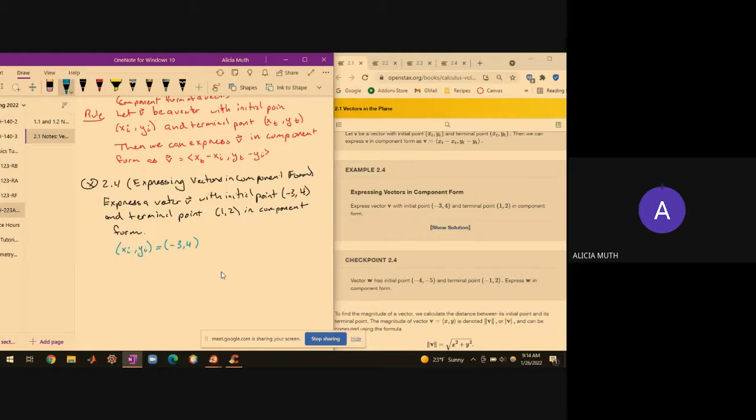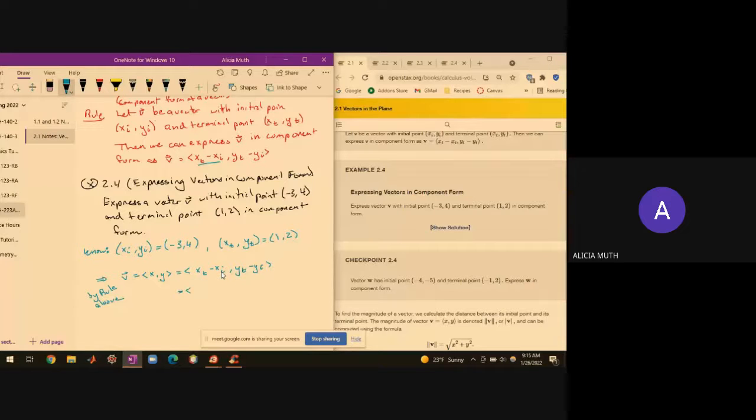And we also know the terminal point. So x_t and y_t is equal to our terminal point, which is coordinate 1, 2. So based on the rule that we have, in order to figure out the x component, we're going to subtract the two x components that we know. Our vector v is x_t minus x_i comma y_t minus y_i.